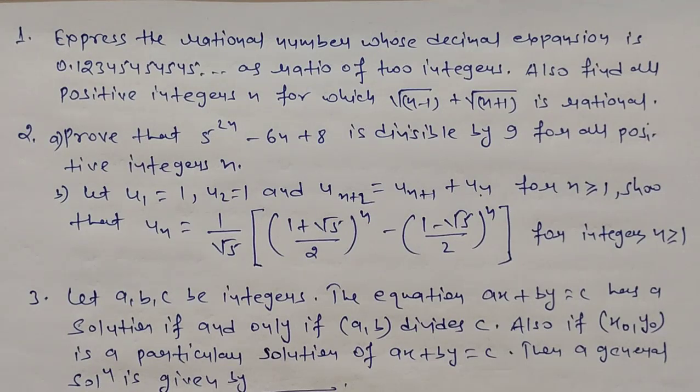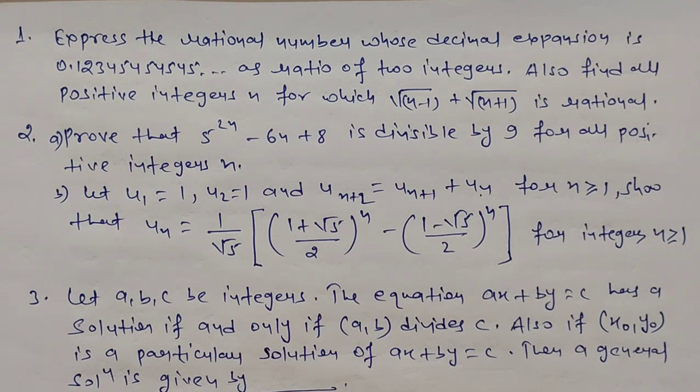Express the rational number whose decimal expansion is 0.12345454545, a non-terminating decimal fraction, as a ratio of two integers. Also find all positive integers n for which square root of n minus 1 plus square root of n plus 1 is rational.